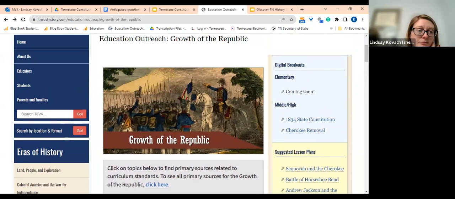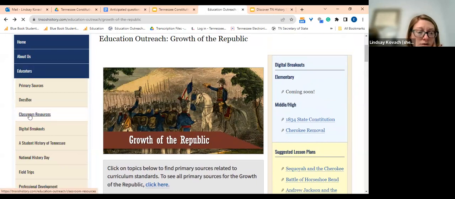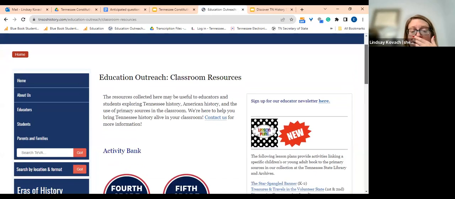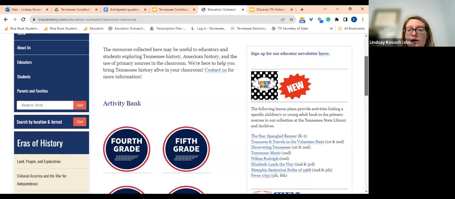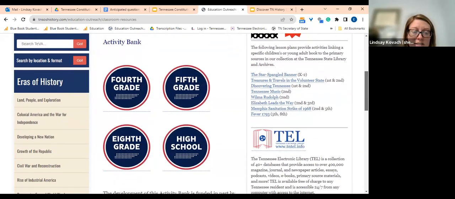So I'm going to go back to this educators tab, and then I'm going to show you our classroom resources that we have. We have been working hard the last couple years on a grant that we have from the National Archives and Records Administration. And one of those things is having teachers help us create in our workshops small activities that would go along with your standard.